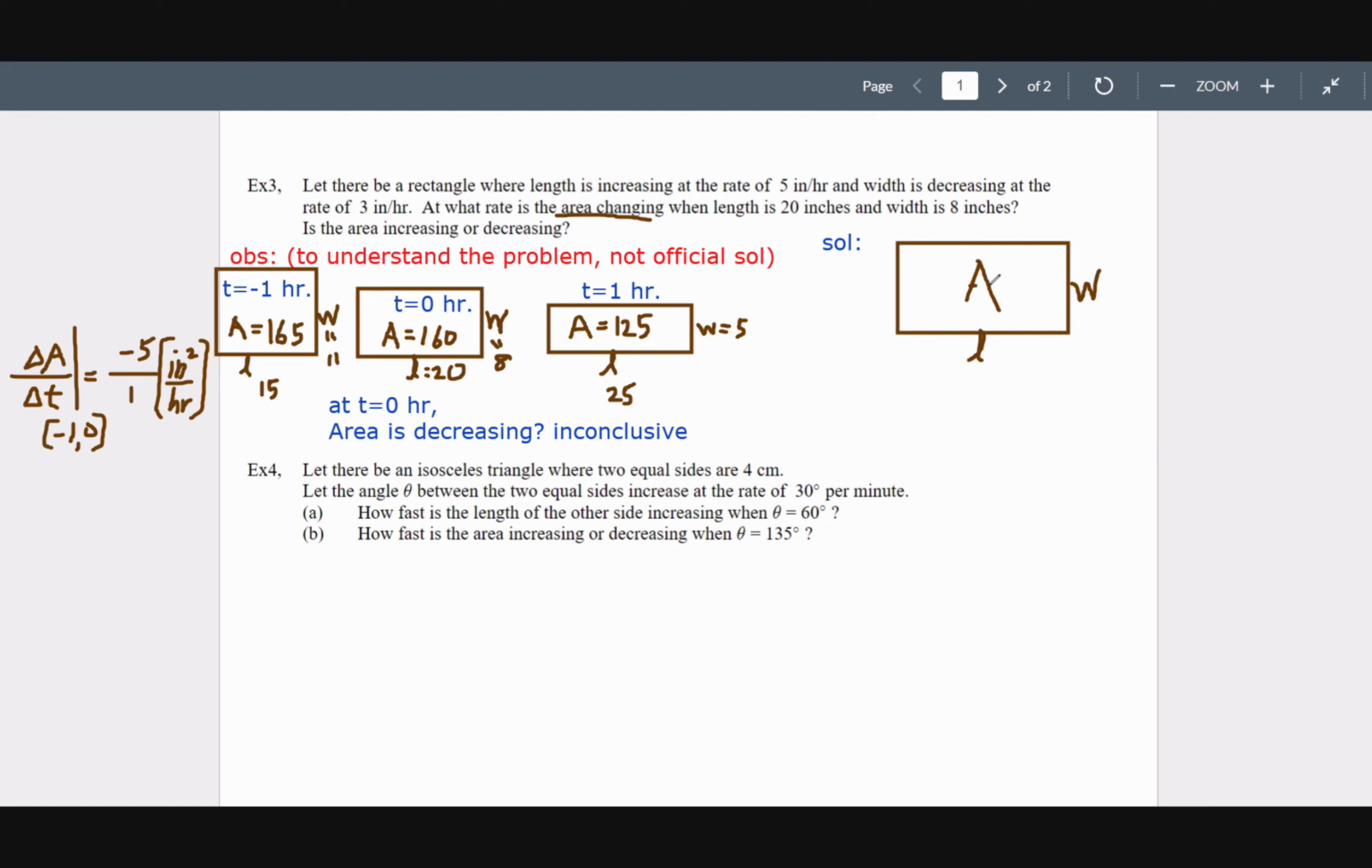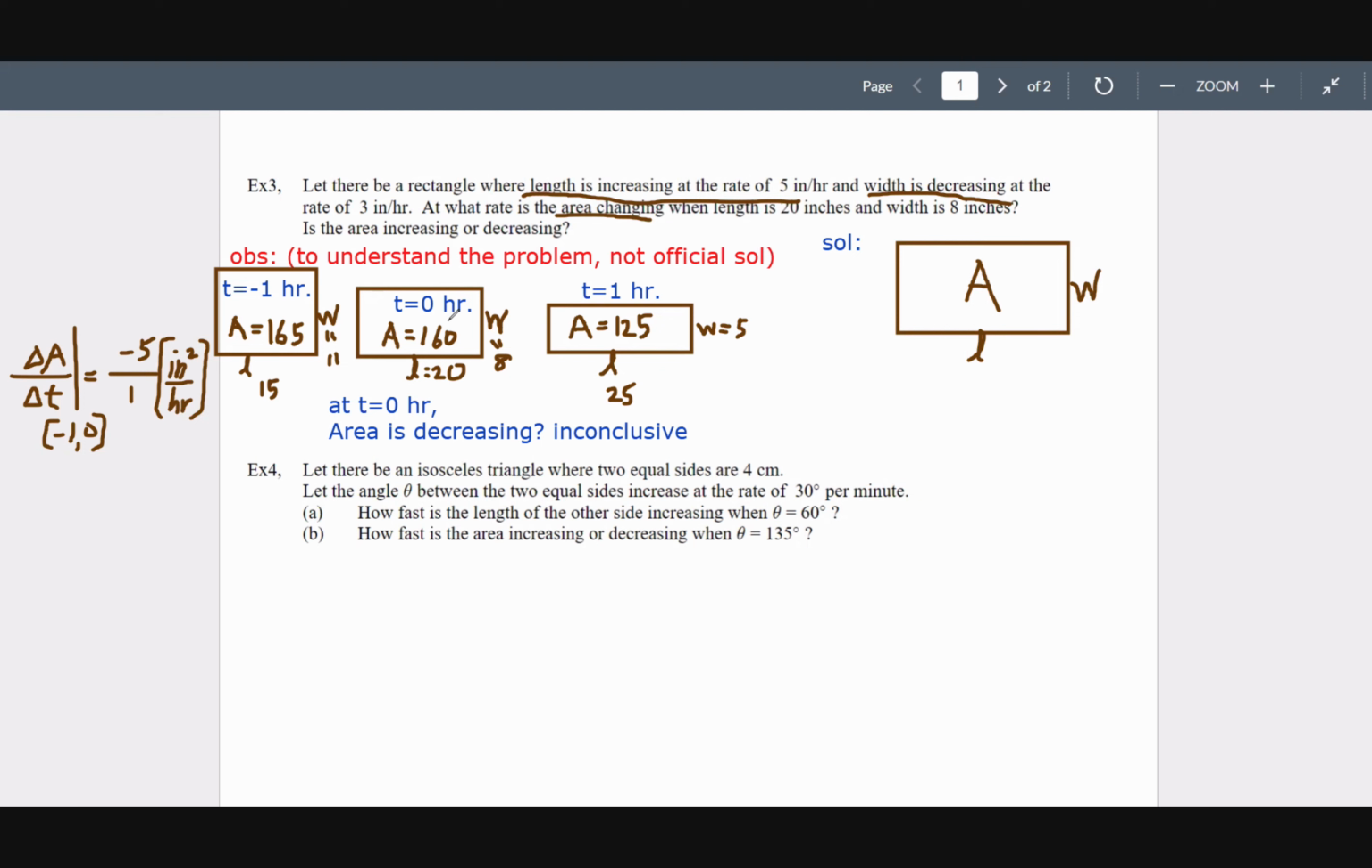And then what's the given condition? The given condition is that the length is changing at this rate, and the width is decreasing at this rate. So the given information is about the length and the width. So we now have A, L, and W. These are the variables we need.